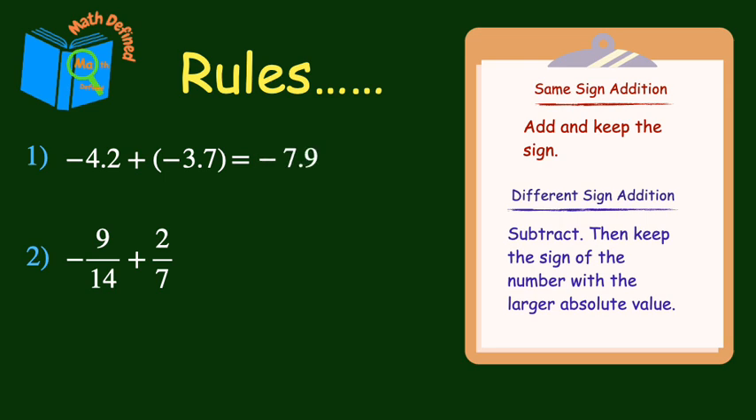Problem number 2 has a pair of fractions with different signs. We will need to find a common denominator first and then subtract and keep the sign of the number with the larger absolute value. The common denominator will be 14. So we will subtract 9/14 and 4/14 to get 5/14. Then the larger absolute value is from -9/14, resulting in a sum of -5/14.